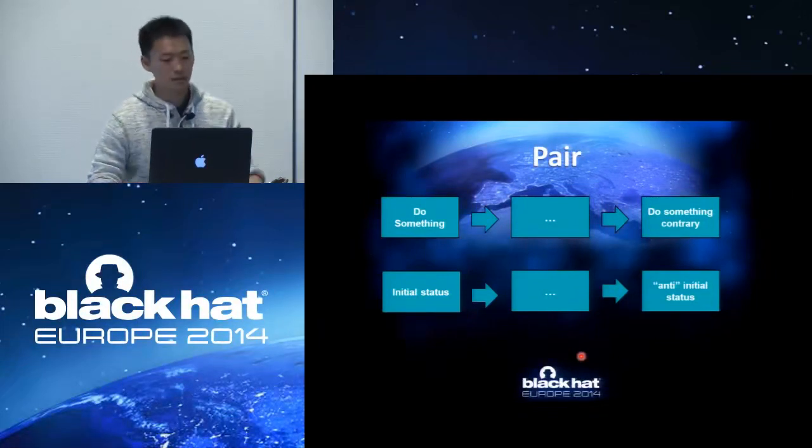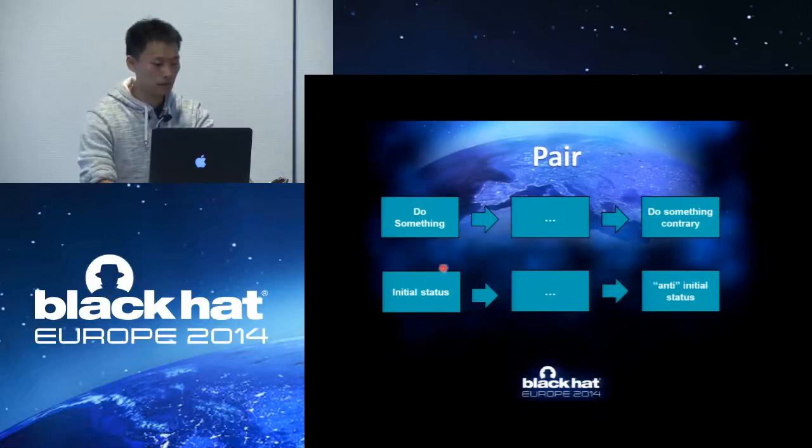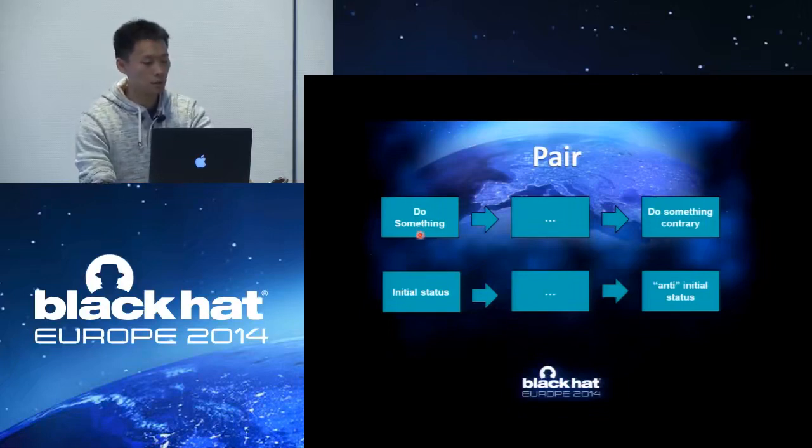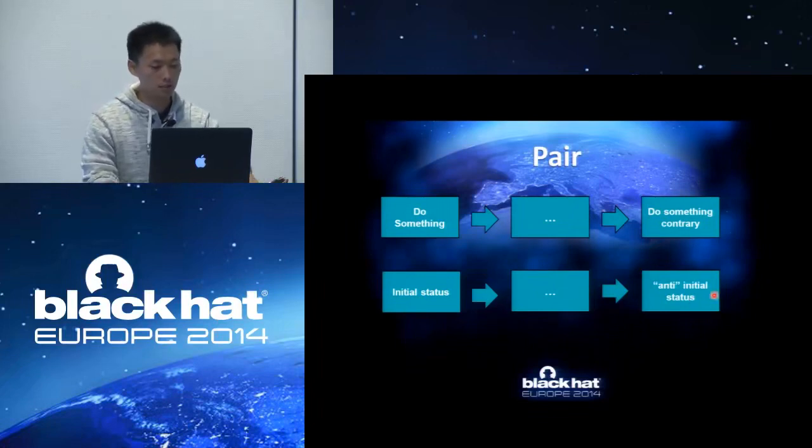Let's describe this idea in a flowchart. In the first stage, we do something first. Then in the second stage, we do something else randomly. And in the final stage, we do something contrary to the first stage. Or we can initialize a status to a value A, and we do something else. And in the final stage, we assign that status to value B. We call this idea pair.